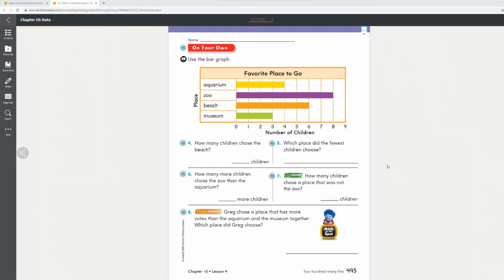Alright class, let's go over the answers. So for number 4, how many children chose the beach? So to figure out this problem, we need to go to the beach category and count all the way up the bar and see where it intersects here. And it looks like it's at number 6. That's where the bar ends. It starts at 0 and we count it all the way up to 6. So the answer for number 4 is 6 children.